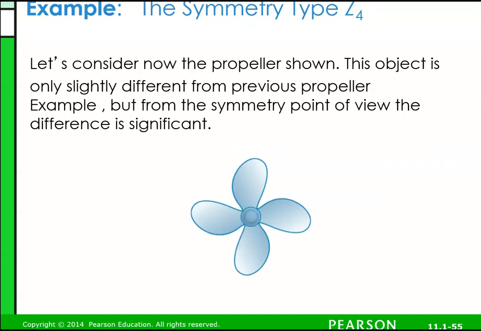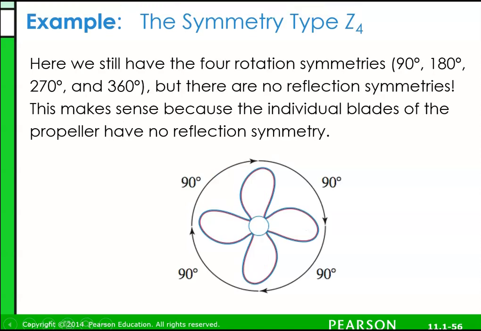All right, let's change our propeller just a little bit. Slightly different. But from the symmetry point of view, is there a difference? Is it significant, or is it still going to be D sub 4? We still have 4 rotational symmetries. Every single time we rotate it 90 degrees, it will be exactly the same.